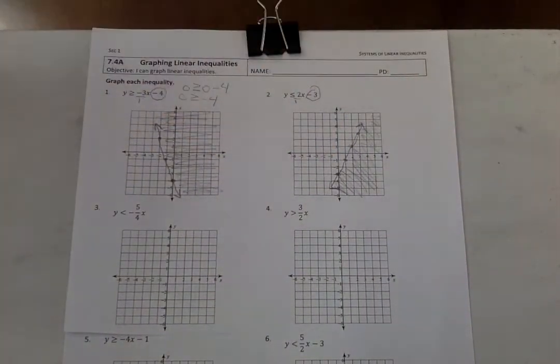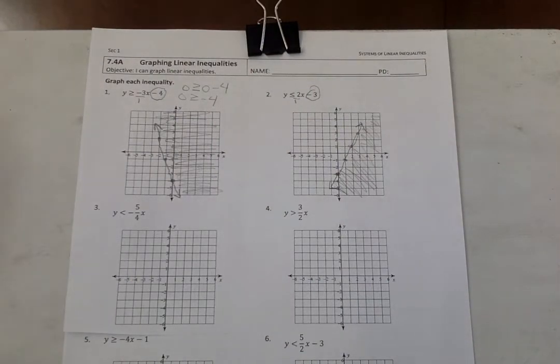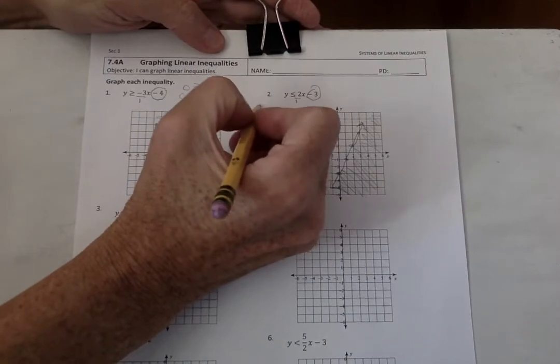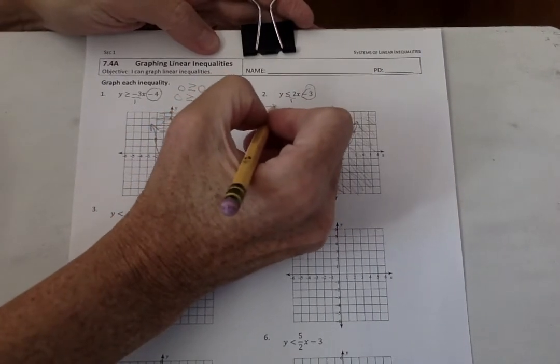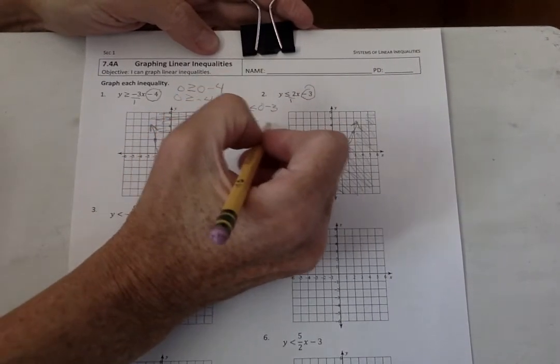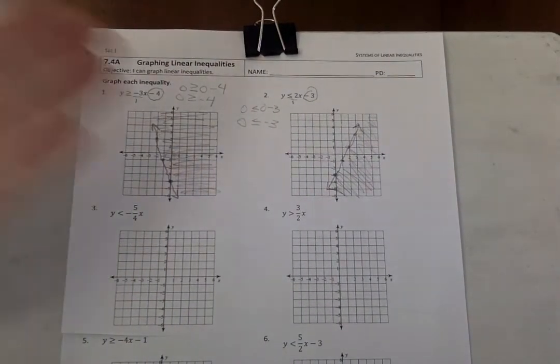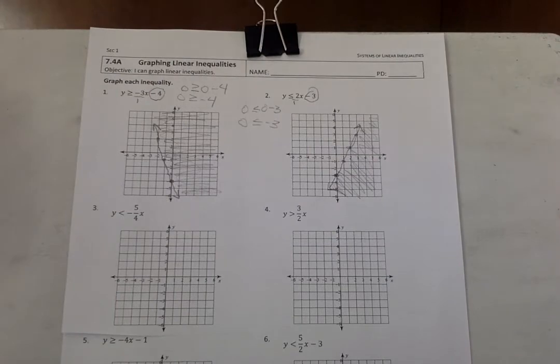So if we try 0, 0 here, it should make a false statement because it's not shaded. So is 0 less than or equal to 0 minus 3? Is 0 less than or equal to negative 3? And the answer to that is no. So it should not be shaded. We didn't shade it, so we're good to go.